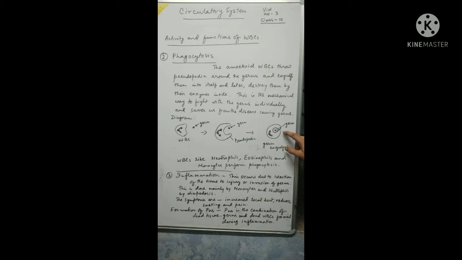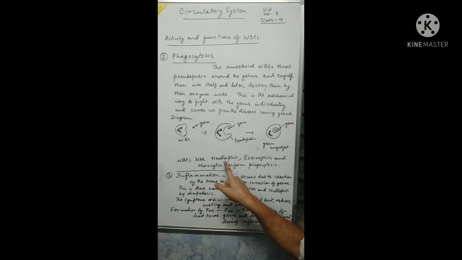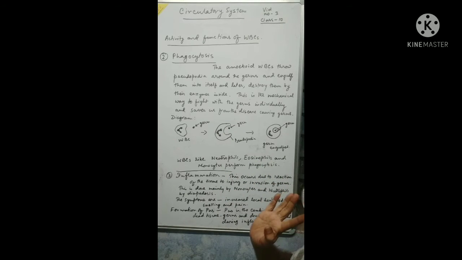germ inside, and after encircling it is totally coming inside, which afterwards they pour enzyme into this vacuole created because of that and destroy the germs. This is the method of phagocytosis. WBCs like neutrophil, eosinophil and monocytes perform phagocytosis.